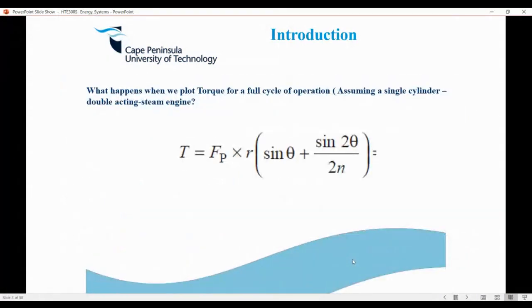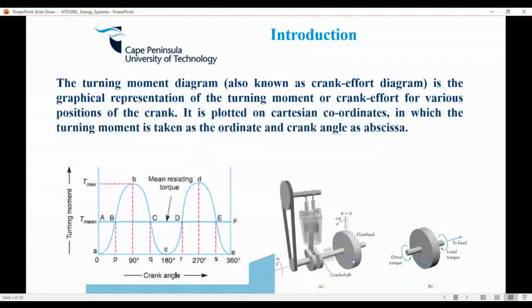I'm assuming a single cylinder double acting steam engine, but don't worry too much about that. You're going to get some kind of curve. So you can see the curve: that's crank angle and the turning moment, the torque which you found. This is called your crank effort diagram or your turning moment diagram. The whole point of this chapter is to look at these diagrams and do analysis on them.